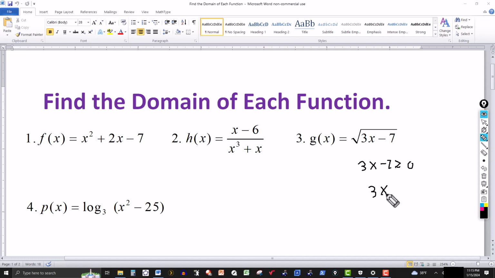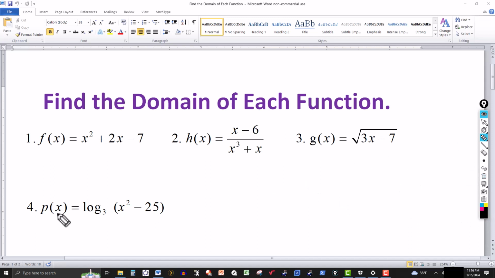So we add 7 to both sides, here and here, so I get 3x greater than or equal to 7. Divide both sides by 3, so we get x is greater than or equal to 7/3. So we can say the domain is all real numbers greater than or equal to 7/3. Or we can write it in interval notation and say the domain D is anything greater than or equal to 7/3. Brackets mean the 7/3 is included because I have the equals here. Never have brackets on the infinity part. That's your domain. Any number greater than or equal to 7/3.